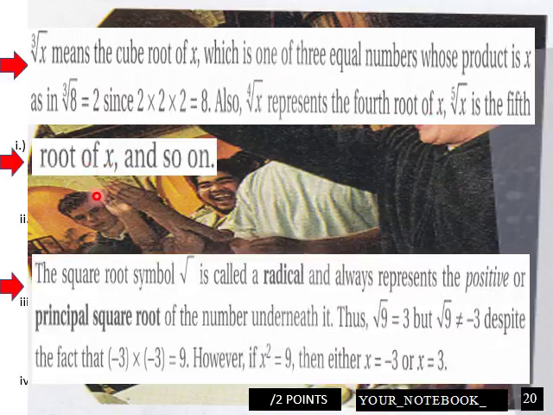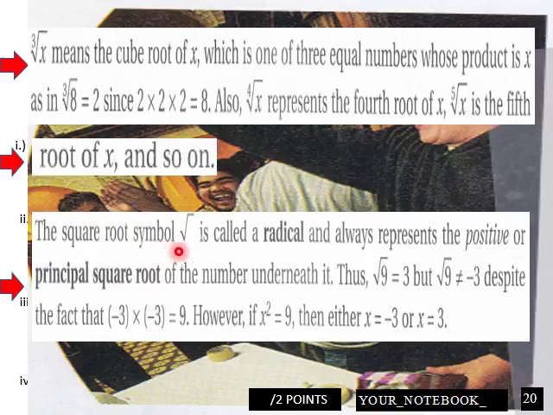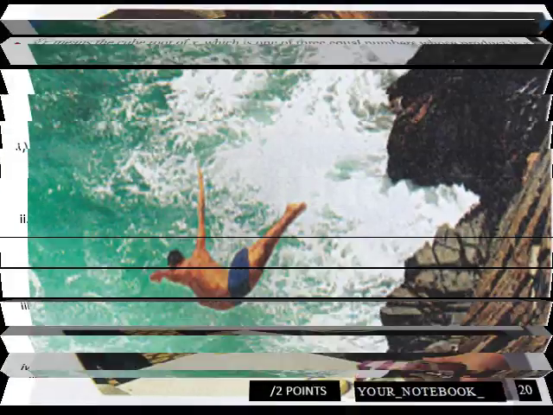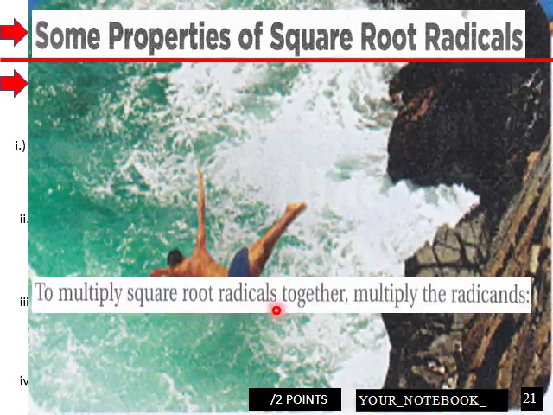4th root, 5th root. The square root symbol is called a radical and always represents the positive or principal square root of the number underneath it. So we have this here cannot equal a negative 3, despite the fact that negative 3 squared is 9. However, if x squared equals 9, then either negative 3 or 3 can equal x.